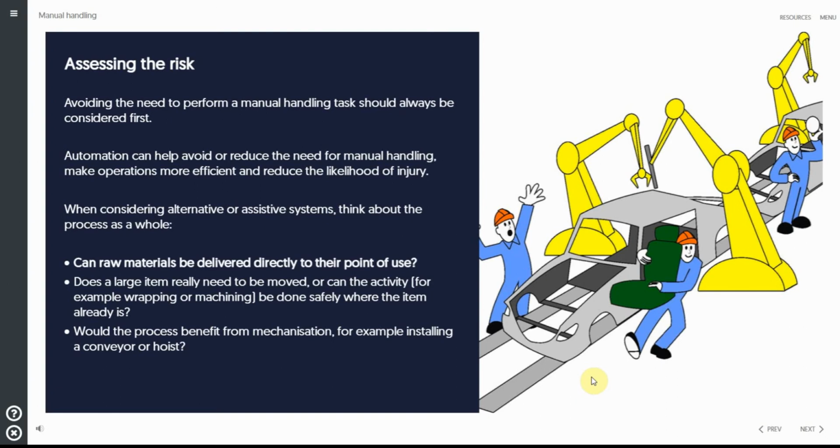Can raw materials be delivered directly to their point of use? Does a large item really need to be moved? Or can the activity, for example wrapping or machining, be done safely where the item already is? Would the process benefit from mechanization, for example, installing a conveyor or hoist?